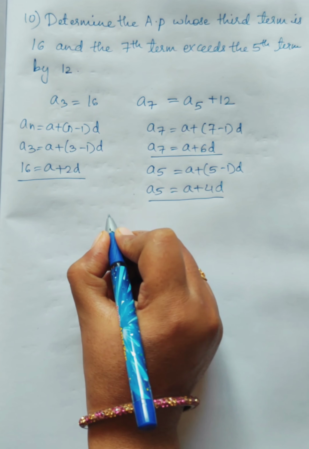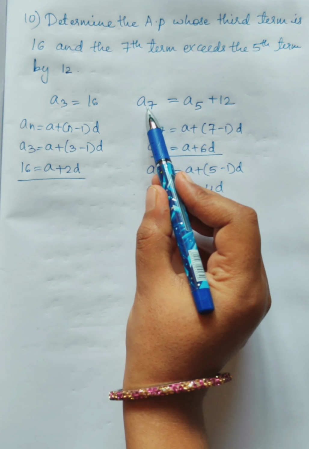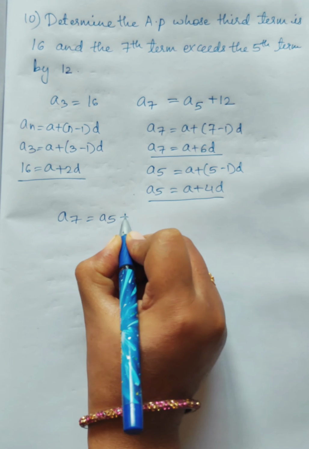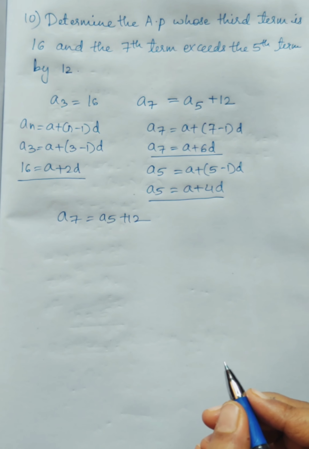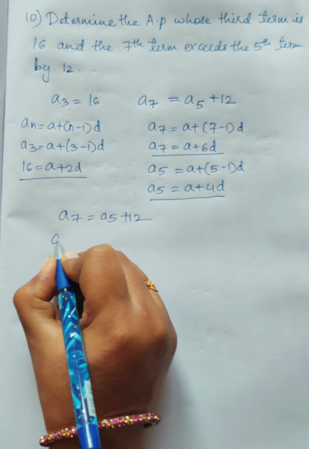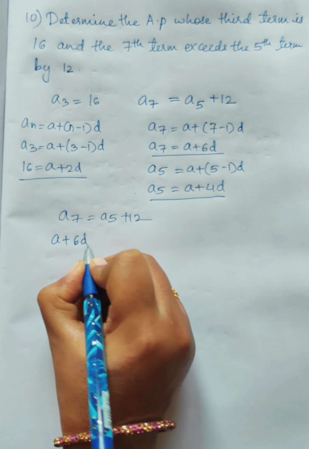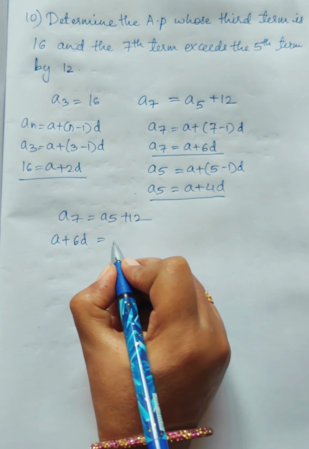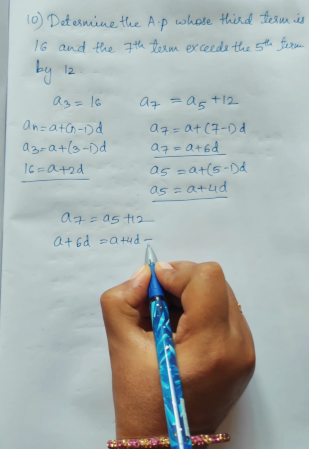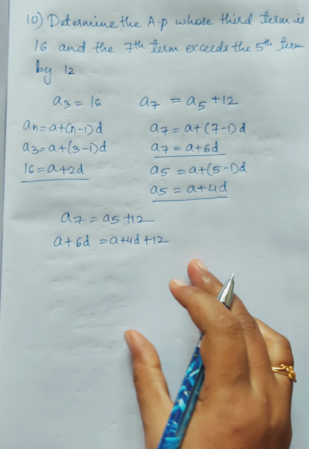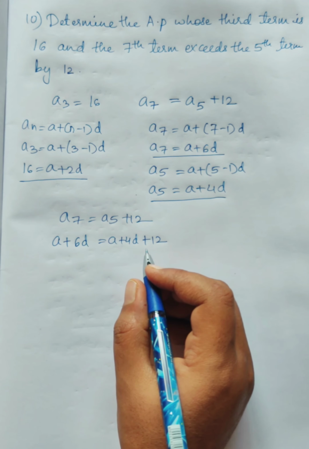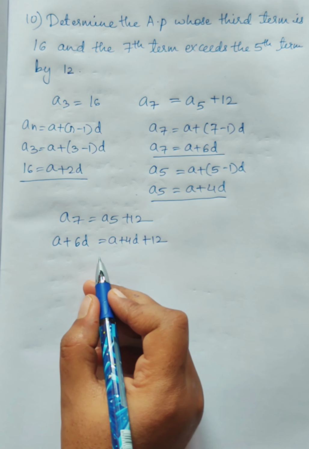I am going to write A7 is equal to A5 plus 12. Now what is A7? A7 is A plus 6D, which is equal to A5, that is A plus 4D, plus 12. So you need to solve this now. So what are you going to do?